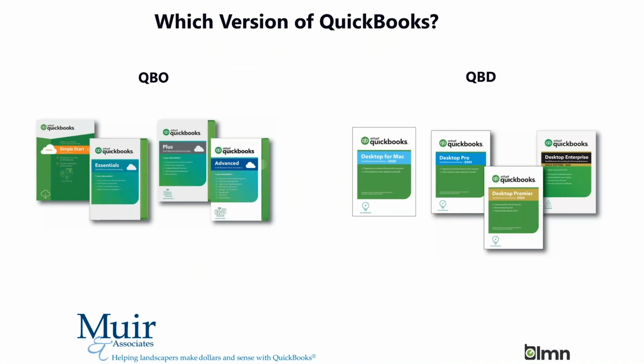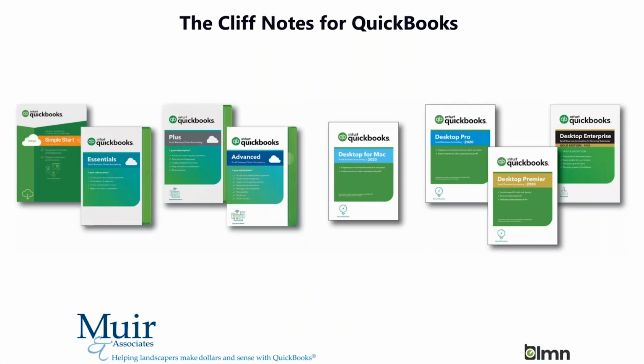So as you can see, we have a lot of different versions. I would basically put them into 2 camps, the QuickBooks Online and the QuickBooks Desktop versions. And I'll give you the Cliff Notes. Some of you may know that when you were taking an English class, maybe there was a book that got assigned, you didn't feel like reading the book, you went and found the Cliff Notes, right? So if you can't stay on for the entire call, here are the Cliff Notes for QuickBooks, but I hope you can, because I do go in depth on some of these items.